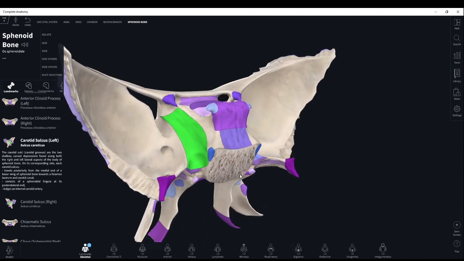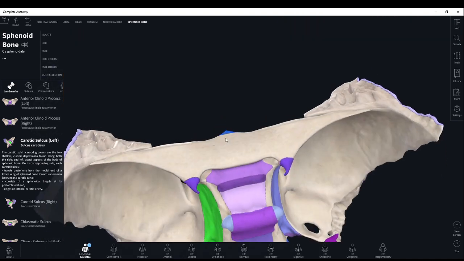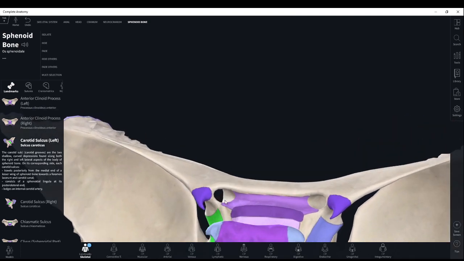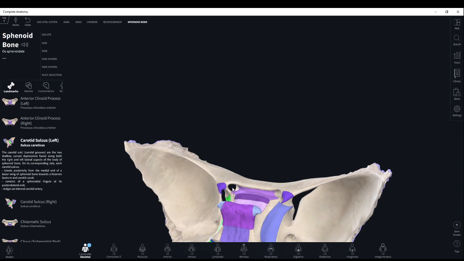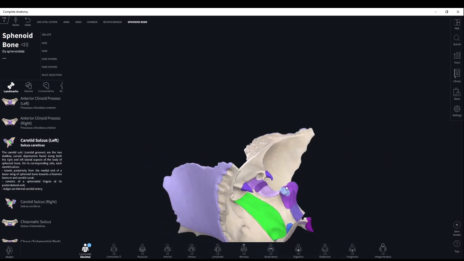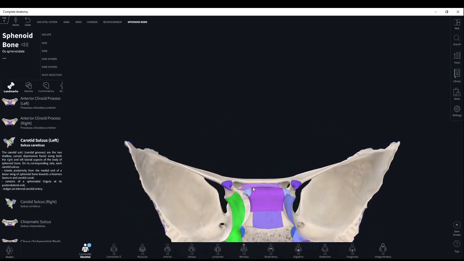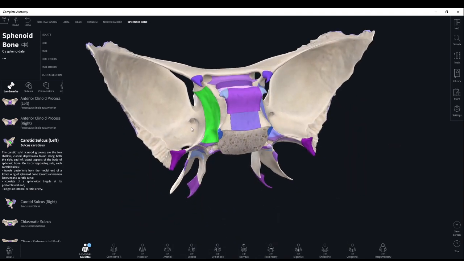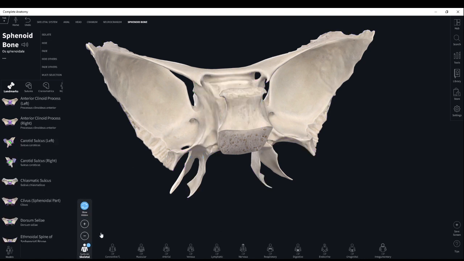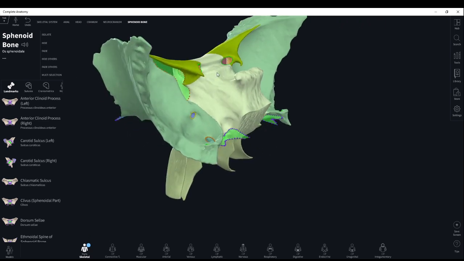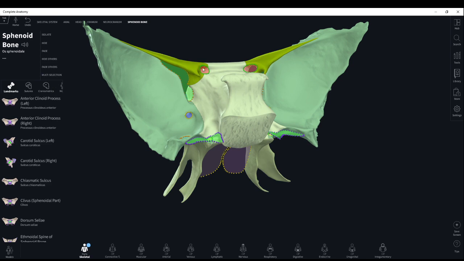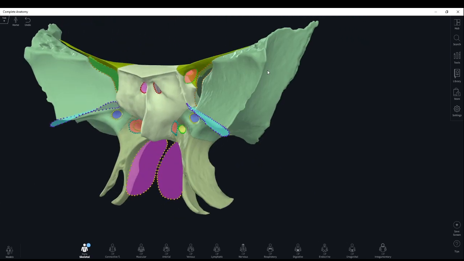Next, the lesser wing conjoins with the body and forms a canal. This canal is called the optic canal, which communicates the middle cranial fossa with the orbit. On the cerebral surface of the greater wing, you can see three and maybe four foramens and one notch, which communicate the surface of the greater wing with other parts of the skull.